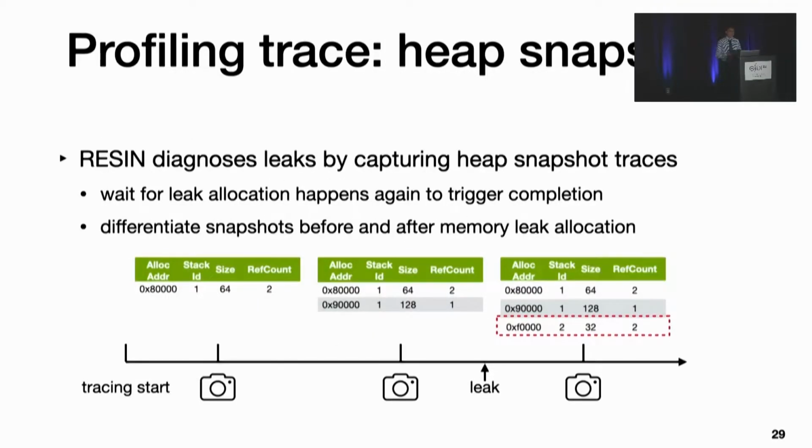The trace RESIN collects is heap snapshots. It would first enable tracing of the Windows heap manager on a process and start to periodically take snapshots. It would wait for a new leaking allocation to happen again. Take the snapshot and compare the snapshots before and after the leak allocation. Then we get the stack traces of functions that allocate the leaking objects.